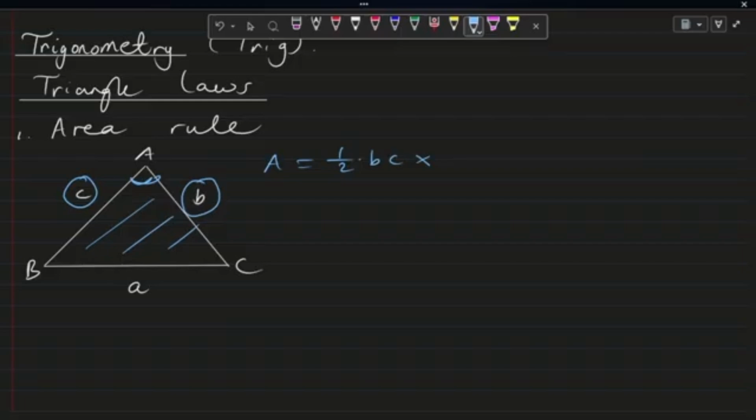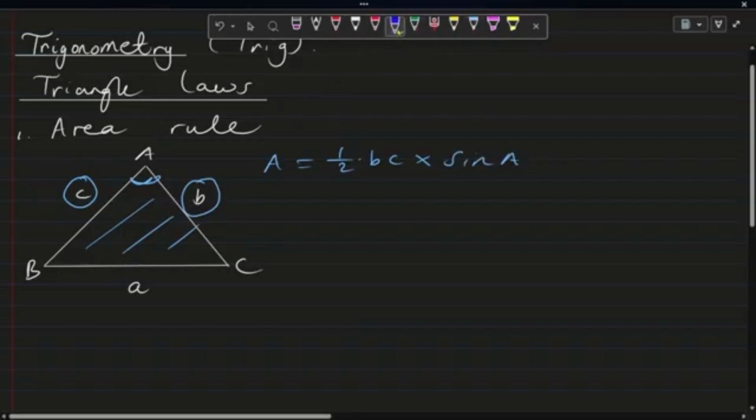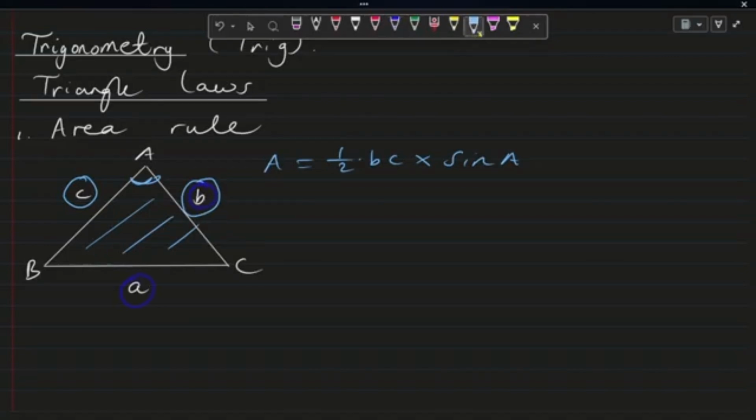Area is a half times side B times side C multiplied by sine of the angle between the two sides. Okay, so this will be sine A. Now, applying this very same area rule, we can determine the area of triangle ABC by considering different sides. I can consider this side, I can consider that one, and as a result, I can see that the very same area can be expressed in this manner.